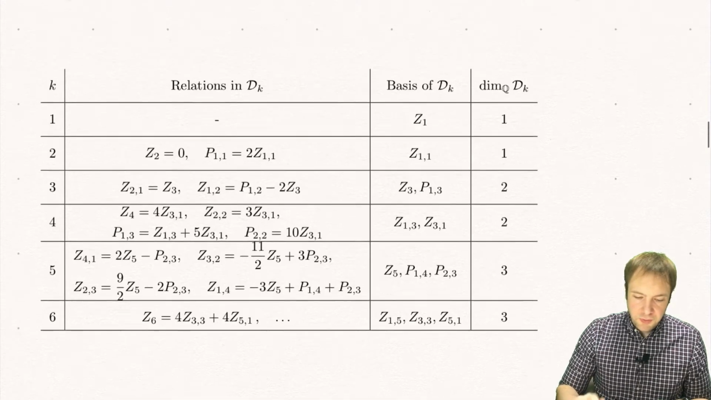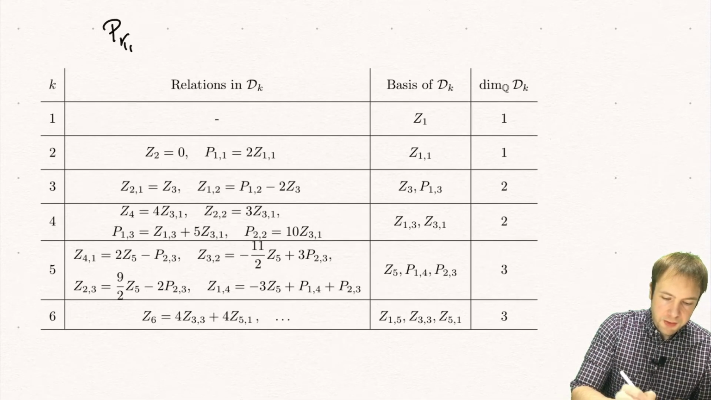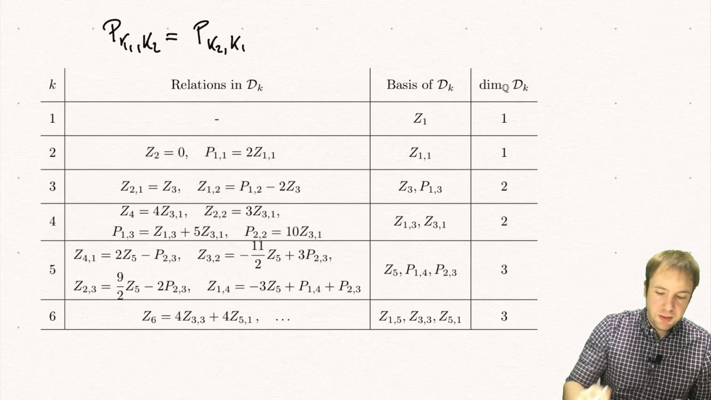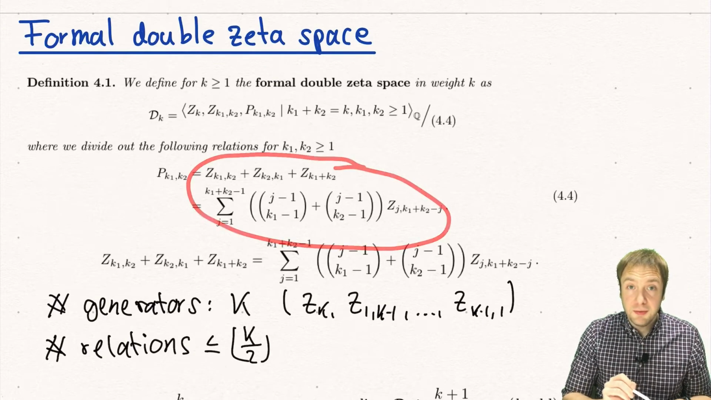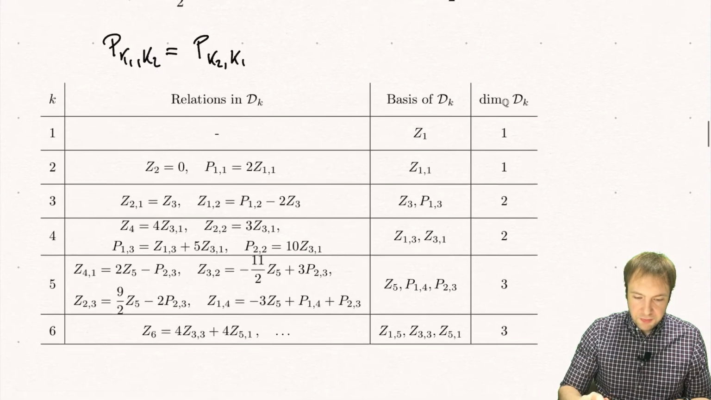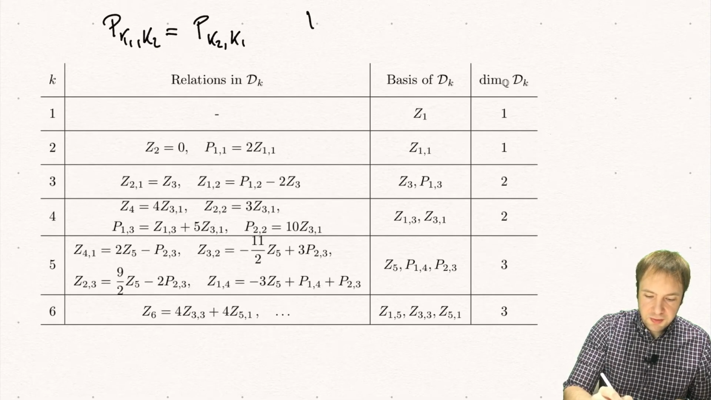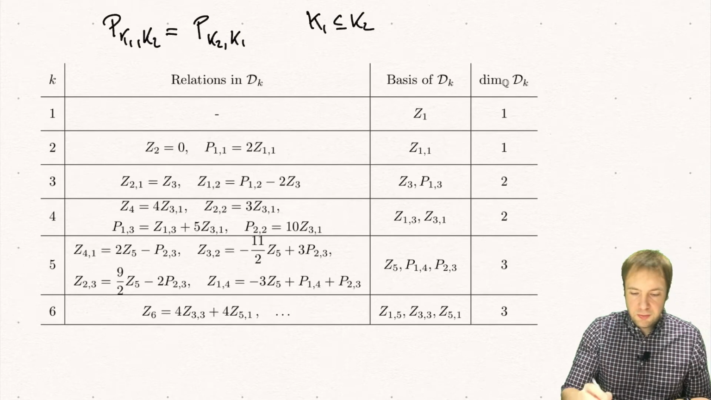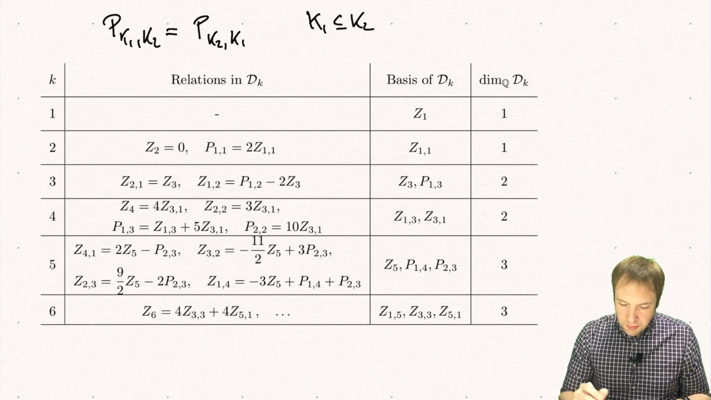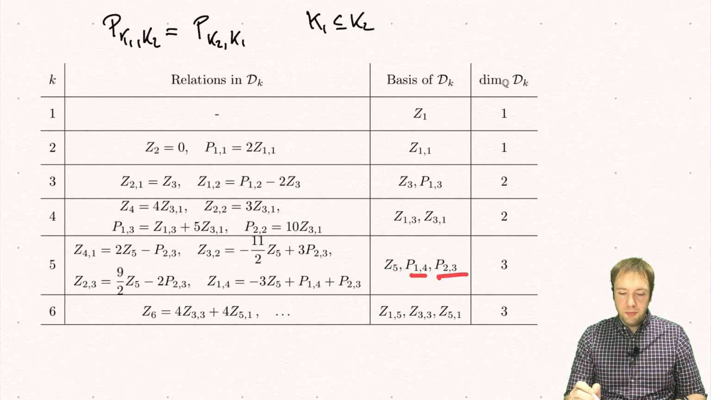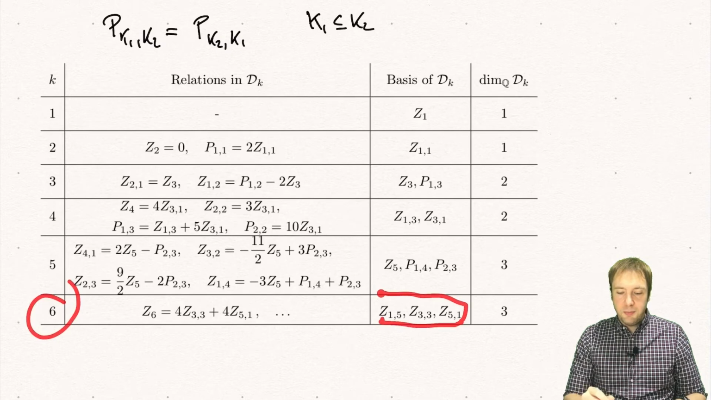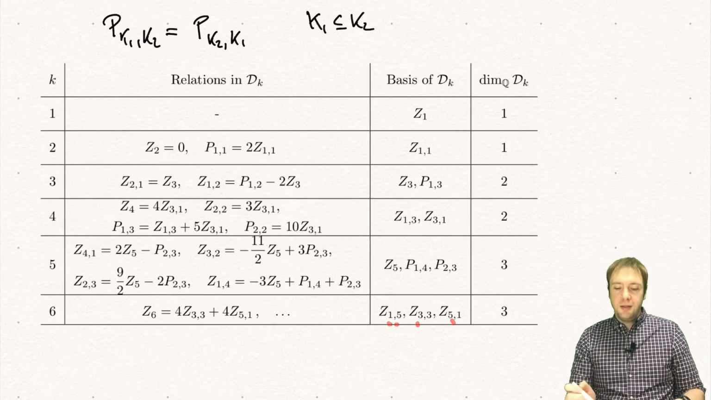And also, if you wonder, P_{k1,k2} is the same as P_{k2,k1}, because the right hand side here is symmetric in k1 and k2. So therefore in this table, I just consider the case when k1 is smaller or equal to k2. Here in weight 5 we see one possible basis is given by Z5, P14, P23, and in weight 6 again a possible basis is given by these Z odd odd, so Z15, Z33 and Z51.